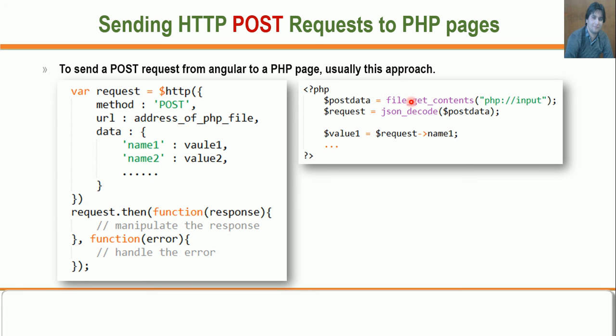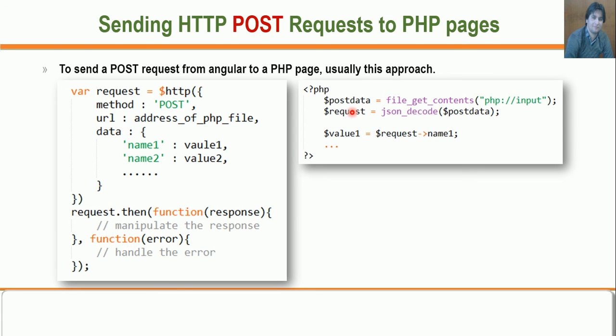And later on, when we have captured the data or received the request, we need to decode that data using the json_decode function of PHP. And we store the returning value of this function in another variable named here as request. With these two lines of code, we have made everything.